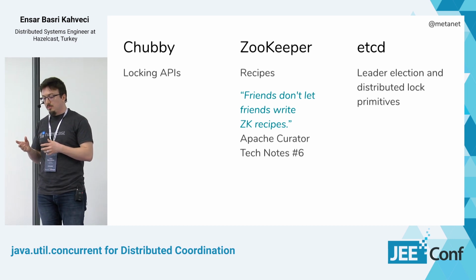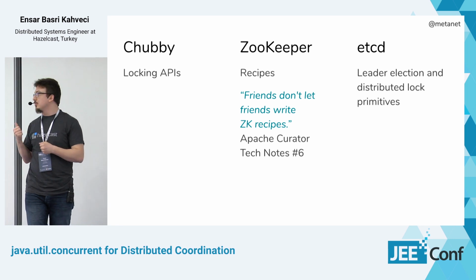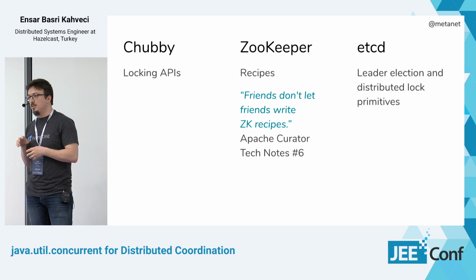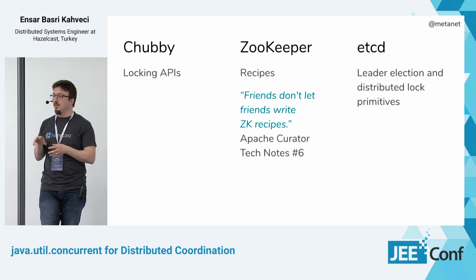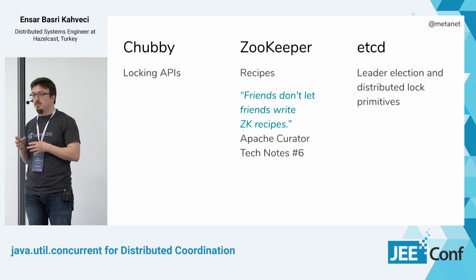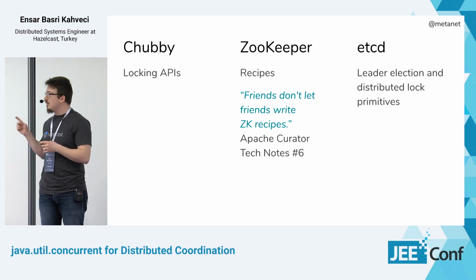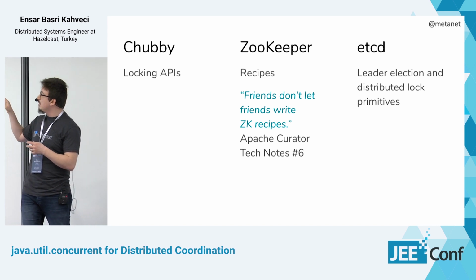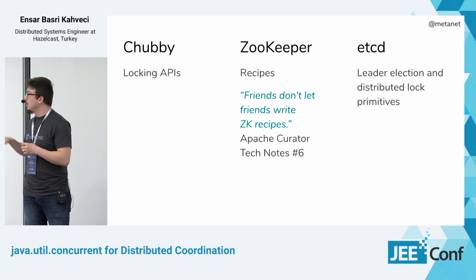Because of this, Netflix engineers developed a client library for ZooKeeper, Curator. Basically, this library implements common ZooKeeper recipes behind high-level Java interfaces. And it seems that etcd also learned from this lesson. So etcd implemented its leader election and distributed locking primitives on top of its key value store API.